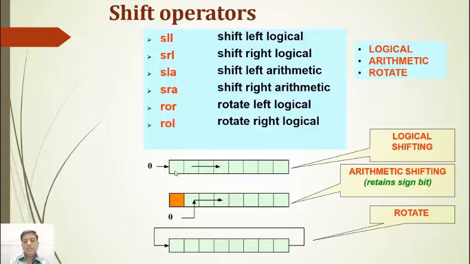So what is logical shifting? Logical shifting means, for an 8-bit value, 0 is inserted from this side and the value is logically shifted. Arithmetic shifting means it retains the sign bit of the value. And for rotate, we have these types of rotating. These are the three different operations: logical, arithmetic and rotation.